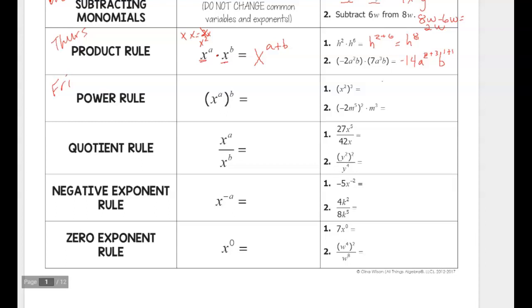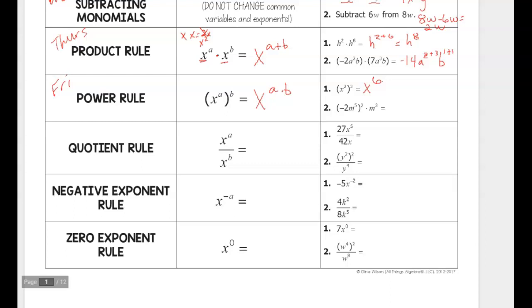Okay, power rule, or referred to sometimes as power to a power. So we have x to the a raised to the b power. Now this is where we multiply them. If you notice the difference from yesterday, you added them. Today, when it's power to a power and they're separated by a parenthesis like that, then you multiply them. So this is 3 times 2, x to the 6th power, not x to the 5th power.